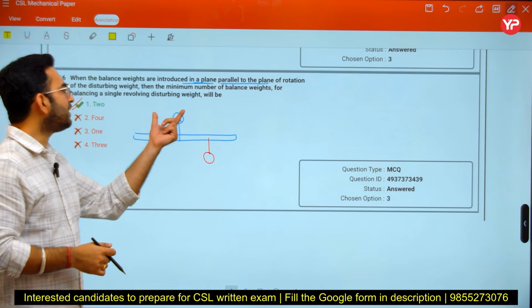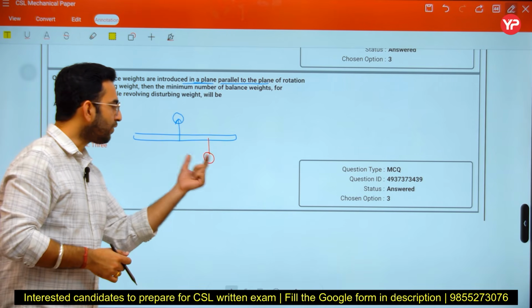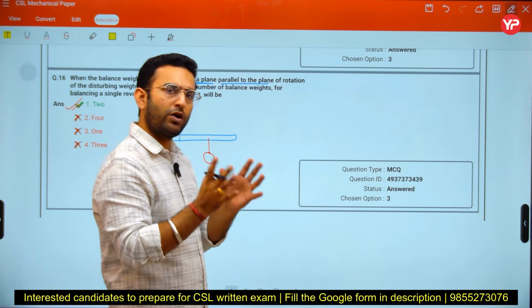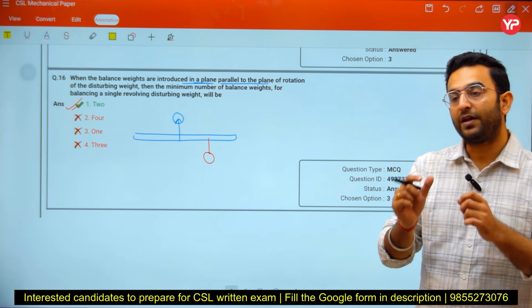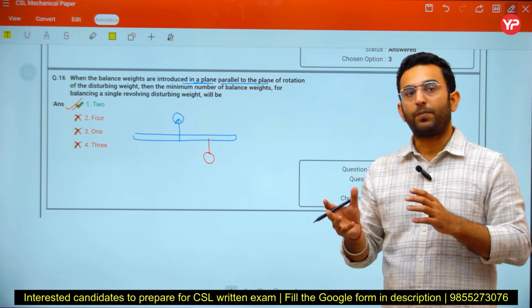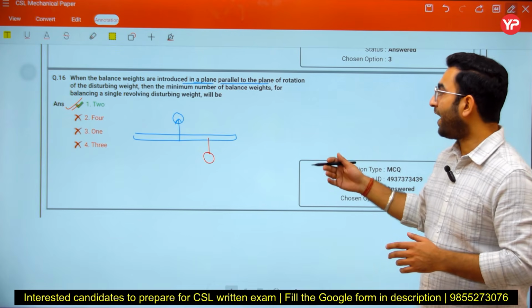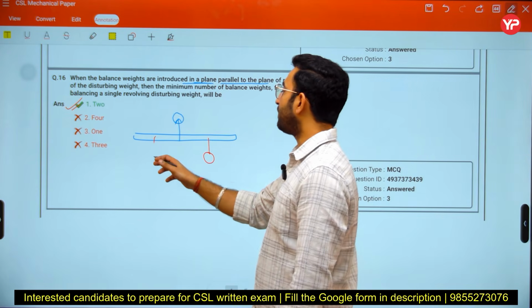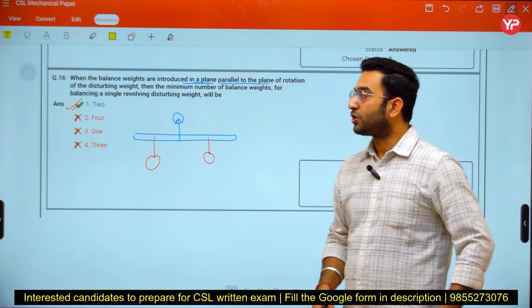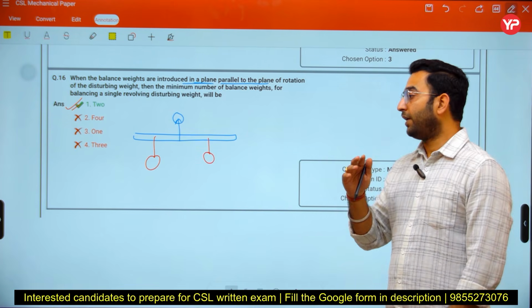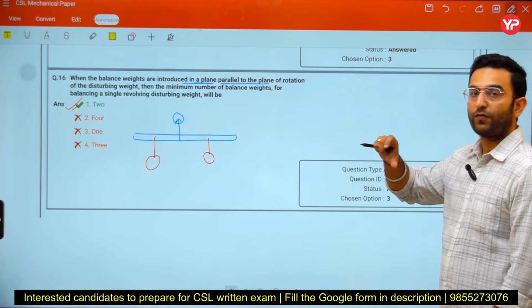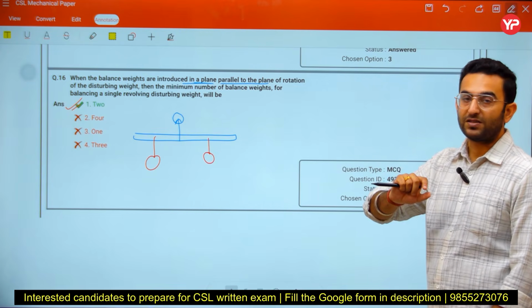Because let us say if it is 2 kg and you have placed the mass of 2 kg here, then the forces are going to be balanced, but the unbalanced moment will be there. So in order to balance the couple or moment, we have to ensure some other mass is also placed here. So in this case, 2 masses are required to do a complete balancing. In the case of dynamic balancing, you have to balance the forces as well as the moment also.